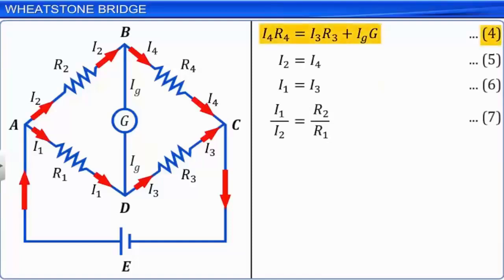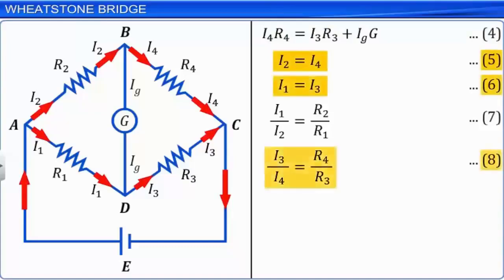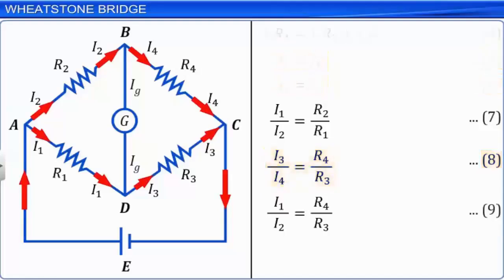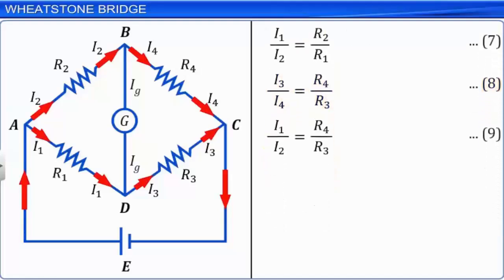Substituting for I3 and I4 from equations 5 and 6 in equation 8, we get I1 divided by I2 is equal to R4 divided by R3. Let this be equation 9. From equations 7 and 9, we can write R2 divided by R1 is equal to R4 divided by R3. Let this be equation 10.